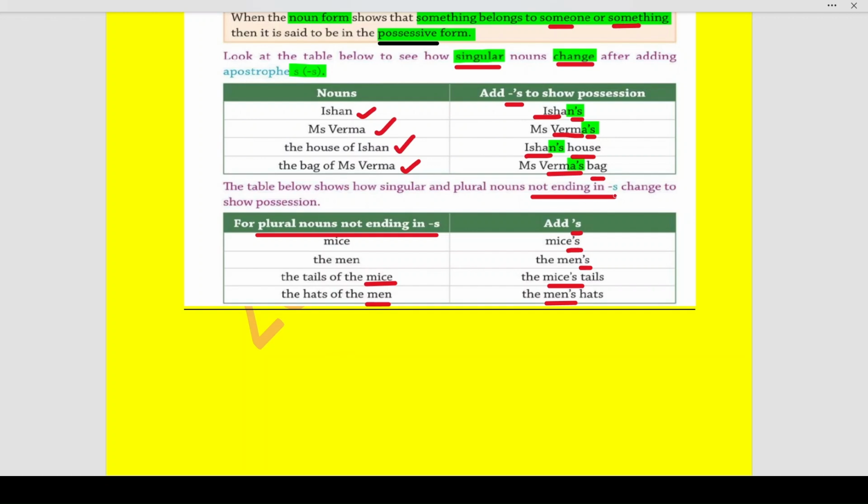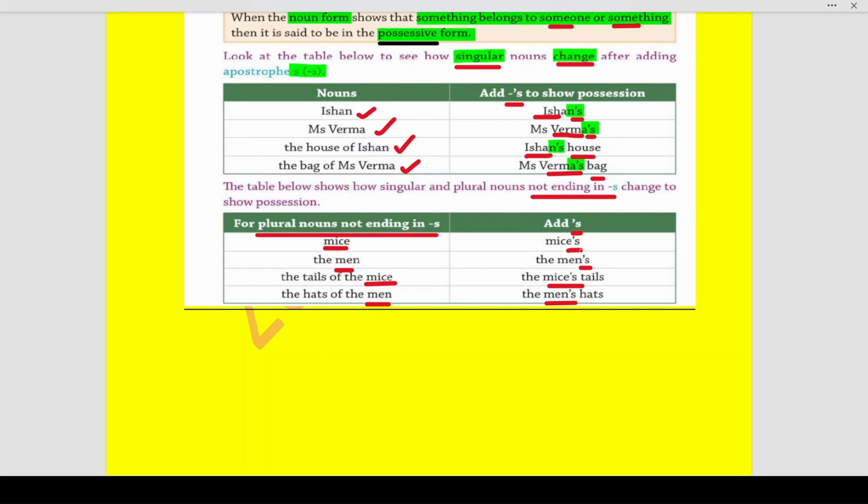possession. Okay. Now, over here you can see mice. These are plural nouns, plural nouns not ending in S. Mice is the plural form of mouse. Men is the plural form of man. The tails of the mice, the hats of the men. Now, these four nouns are plural nouns and they do not end in S.